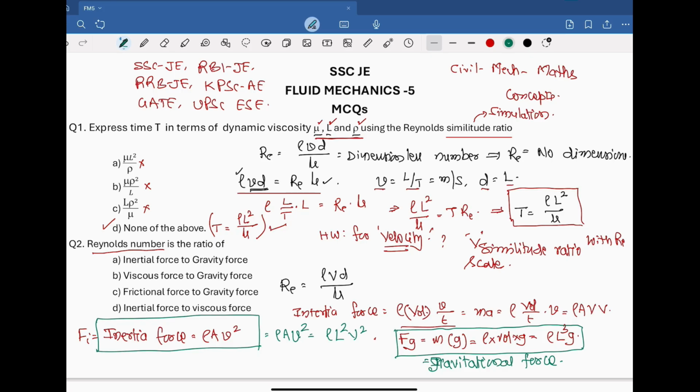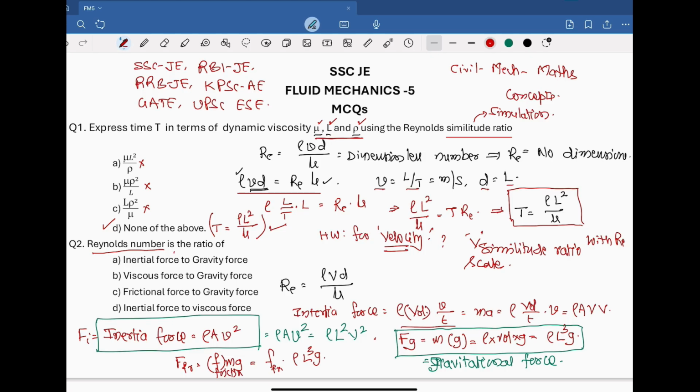Next, what we have to find out? Frictional force. Frictional force is related to the gravitational force, because if I say the friction factor is f, then frictional force is equal to friction factor into mg. That is equal to f friction into rho L cube into g.